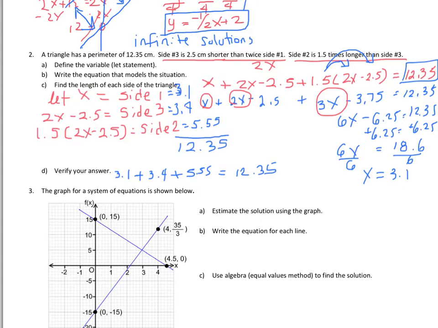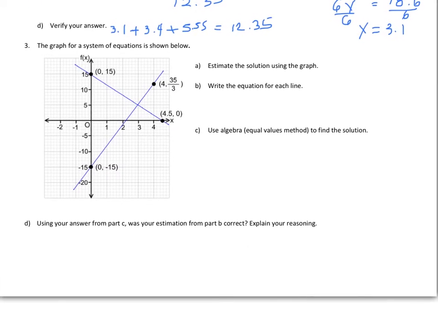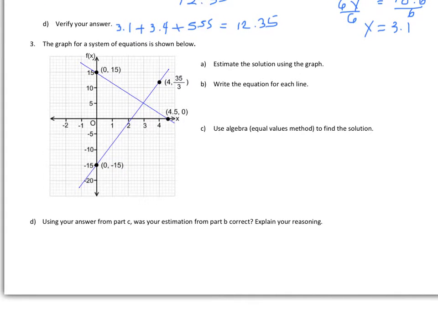All right, let's take a look at the system here. Number 3 says that the graph for the system of equations is shown below, and A says simply, estimate the solution. Looking at the graph, if I look over here, it's about right there, which is about, I would have to say, 3 is x and 5 is y.